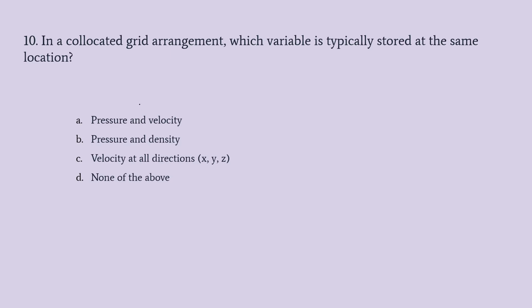Next question. In a collocated grid arrangement, it's another concept in our pressure equation solving. In a collocated grid arrangement, which variable is typically stored at the same location? Options are option A, pressure and velocity. Option B, pressure and density. Option C, velocity at all directions. Option D, none of the above. So in collocated grid arrangement, which of the variables are stored at the same location? Try to answer the question.